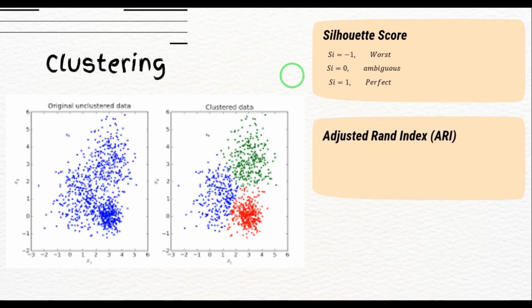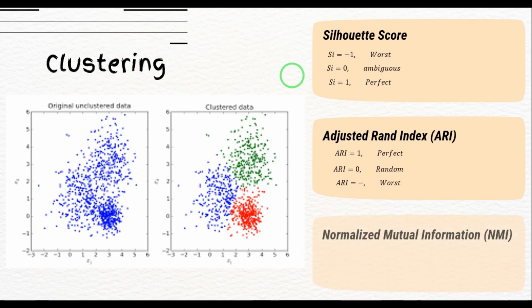The second one is adjusted rand index, or ARI. It's an external metric and requires true labels. This metric measures how similar the clustering is to the true class labels by adjusting for chance agreement. So ARI of 1 shows perfect clustering, 0 is random clustering, and negative is even worse than random.